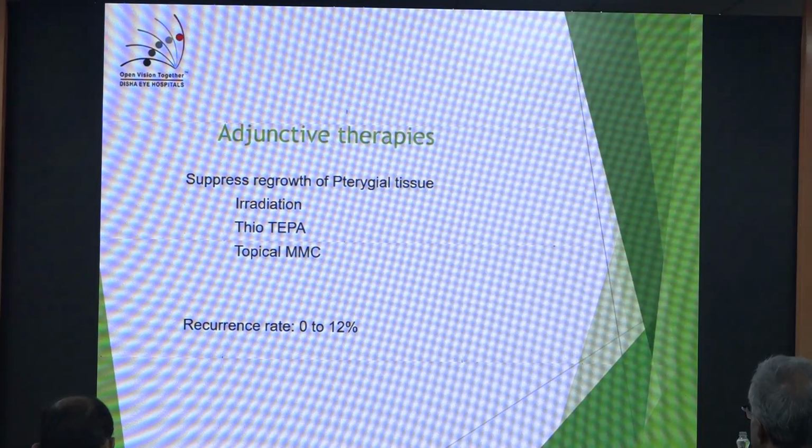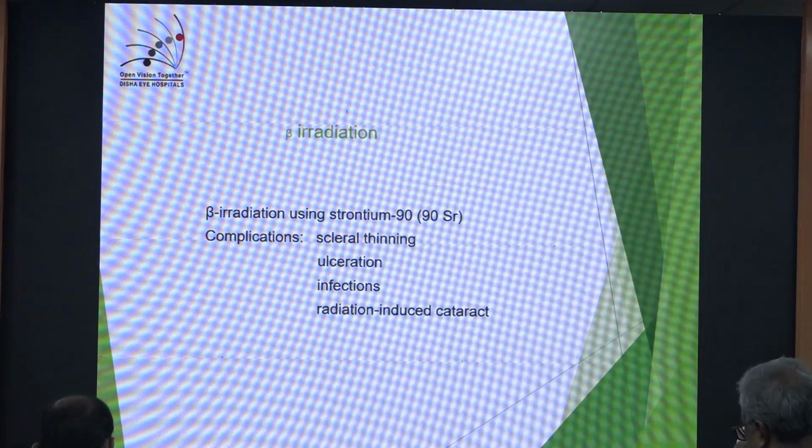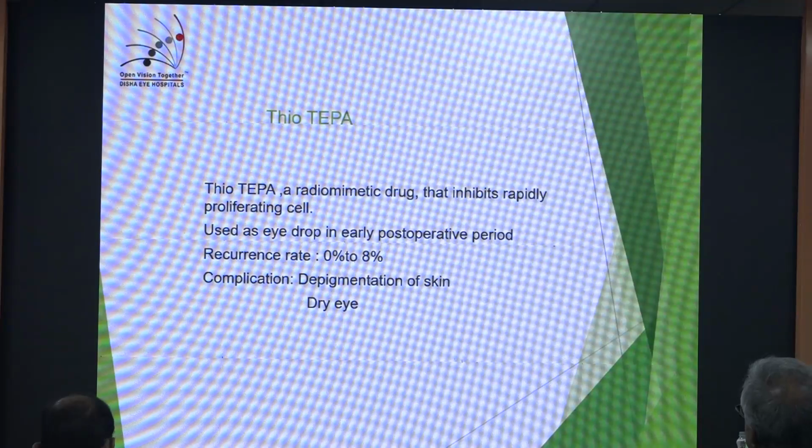Adjunctive therapy, which suppresses regrowth of pterygium tissue, includes irradiation, thiotepa or topical mitomycin. Recurrence rate is 0 to 12%. With beta irradiation, the complications include scleral thinning, ulceration, infections and radiation-induced cataract. Thiotepa recurrence rate is 0 to 10%. Complications include depigmentation of skin and dry eye.